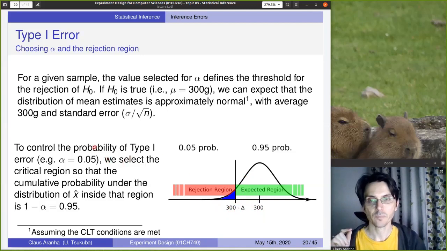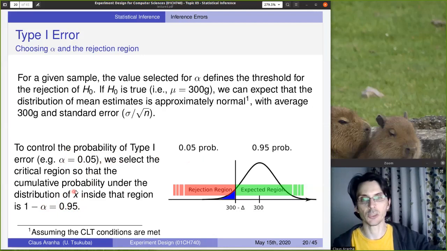Now, to control the probability of type 1 error, we can select this region. For instance, we could select the region here, and we could have almost 0% probability of type 1 error. The problem is that if the rejection region is too small, we can have type 2 errors, which we're going to talk about in a second. So when we select the alpha, we can select the size of the rejection region.